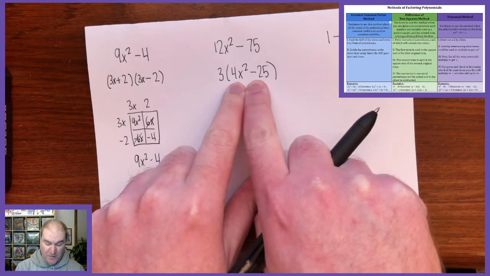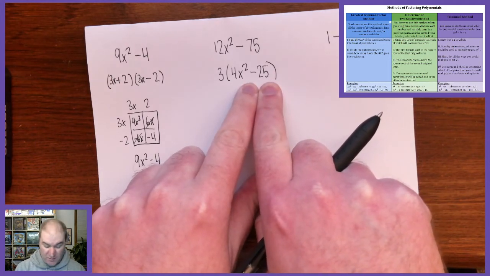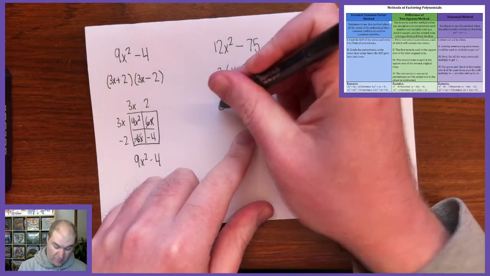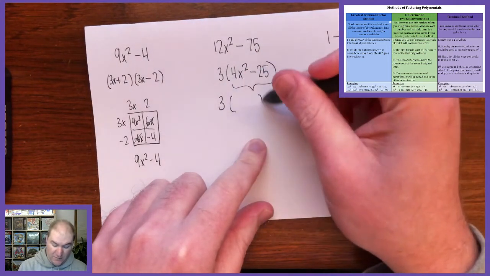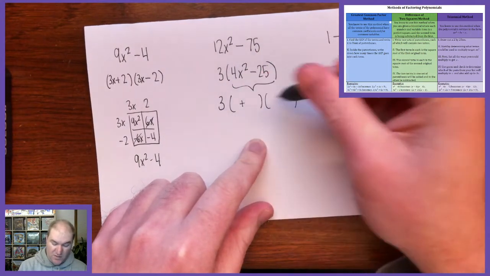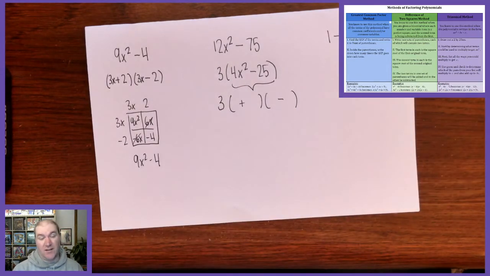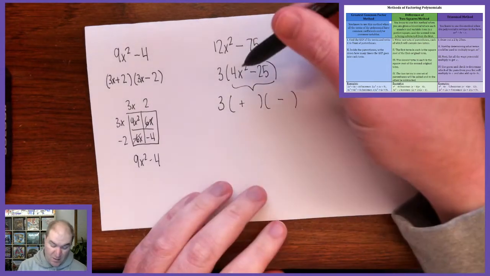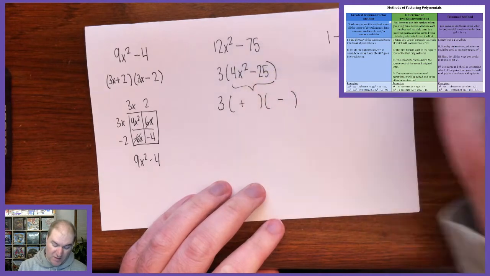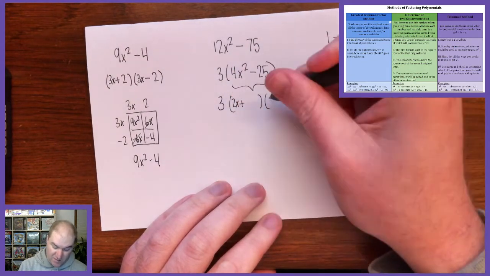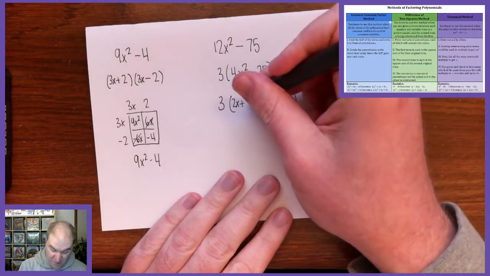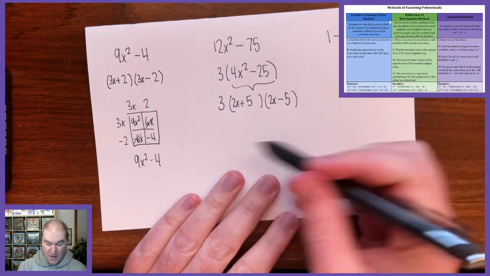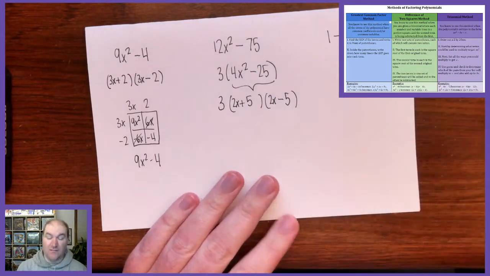This right here in the parentheses is a difference of two squares. So I'm just going to bring that 3 down, but then I'm going to factor just that part with my difference of two squares, which is to make two sets of parentheses, one with a plus sign, one with a minus sign. What times what is 4x squared? That'd be 2x times 2x. And what times what is 25? That would be 5 and 5. This right here is the factored version of that.